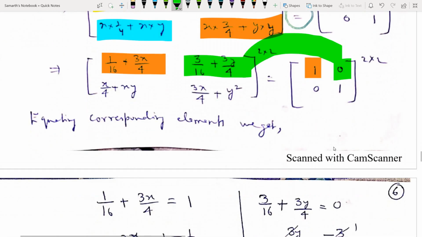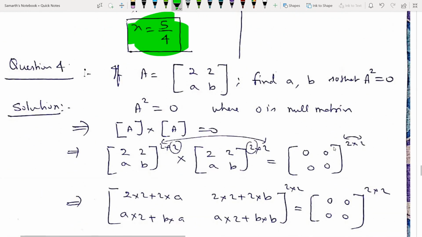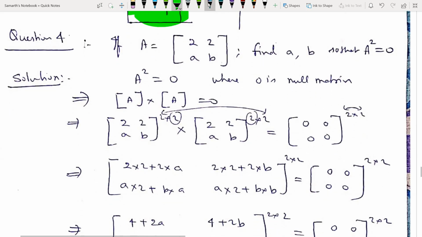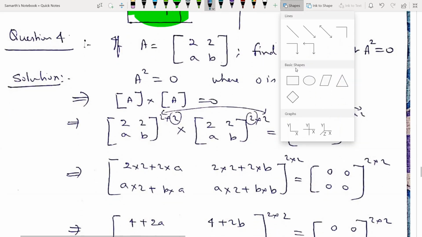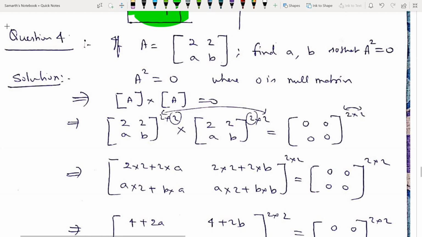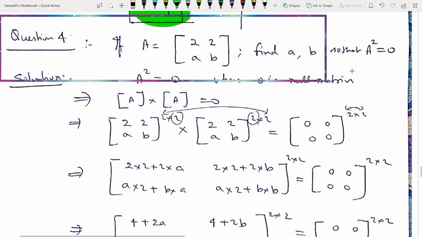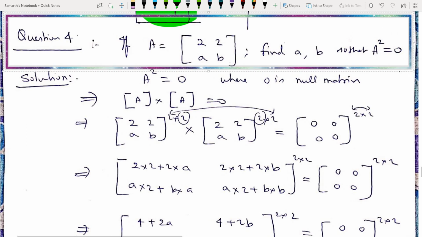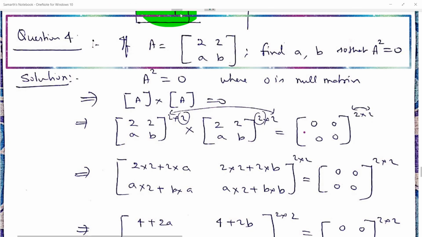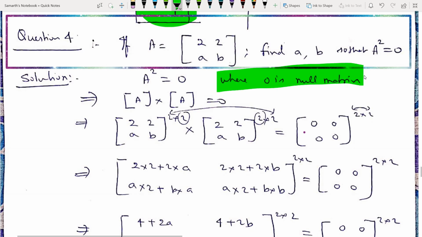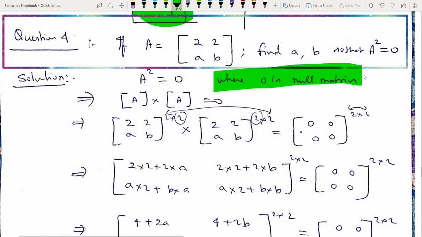Now let us take one more example just to make your concepts more clear. If A is equal to 2 to ab, find a and b where A square is equal to 0. Here I have mentioned that 0 is representing a null matrix. Sometimes in the question it is not given, or in the question paper you will not get it written as null matrix, but you should know that 0 represents null matrix.